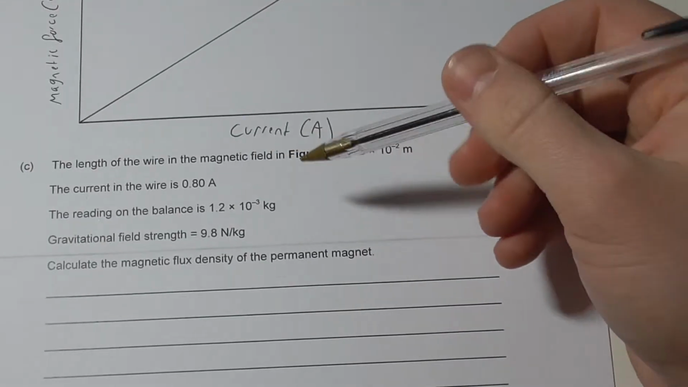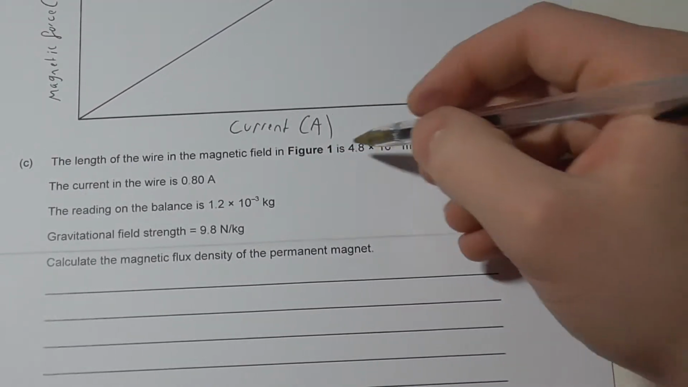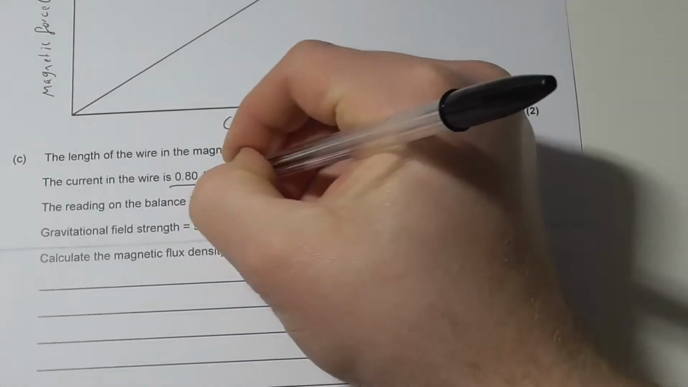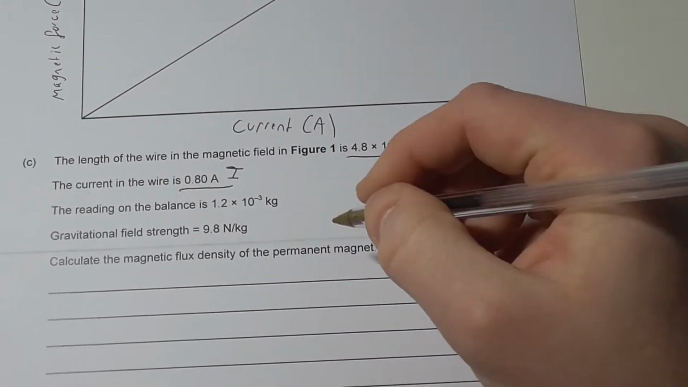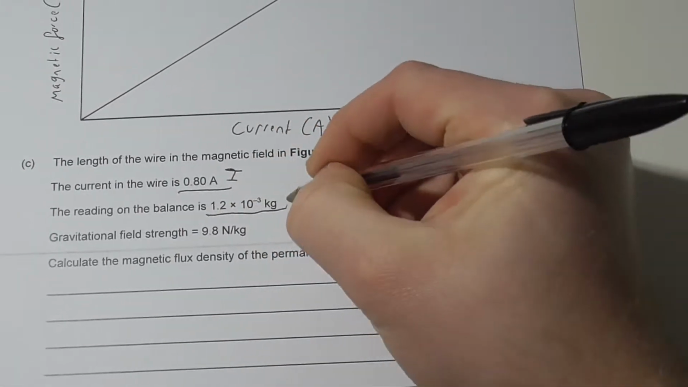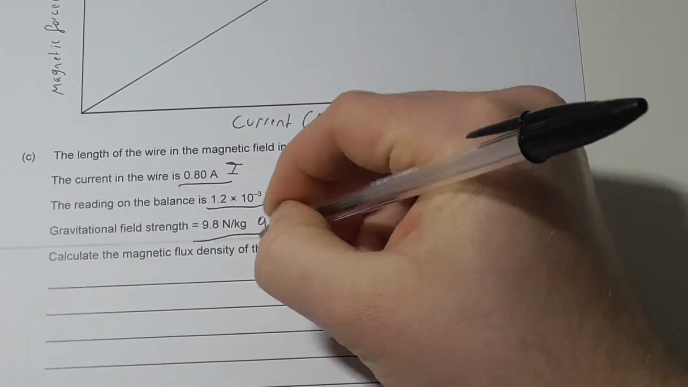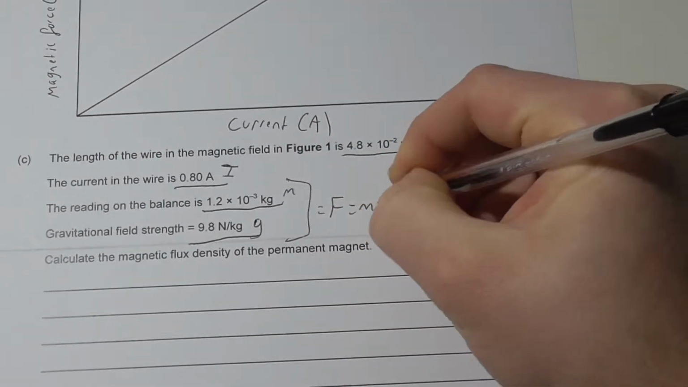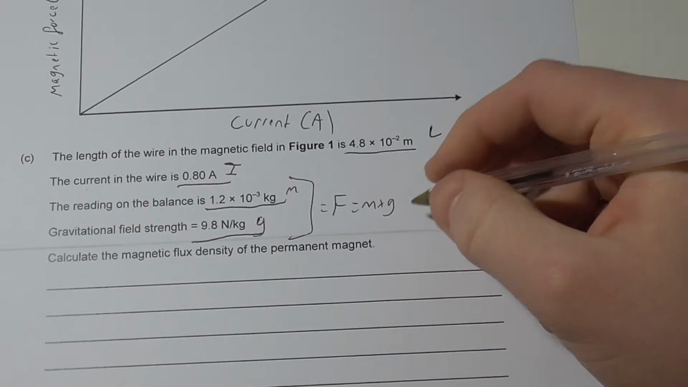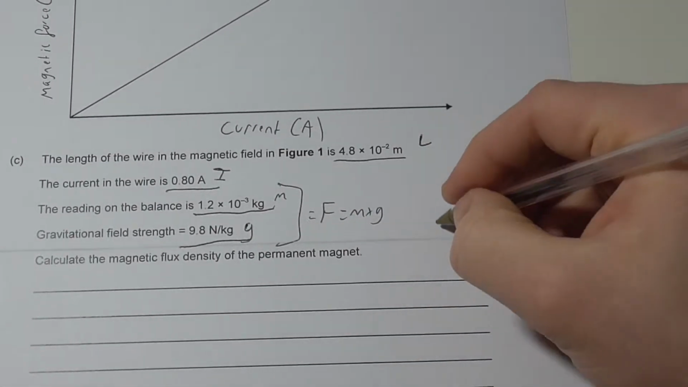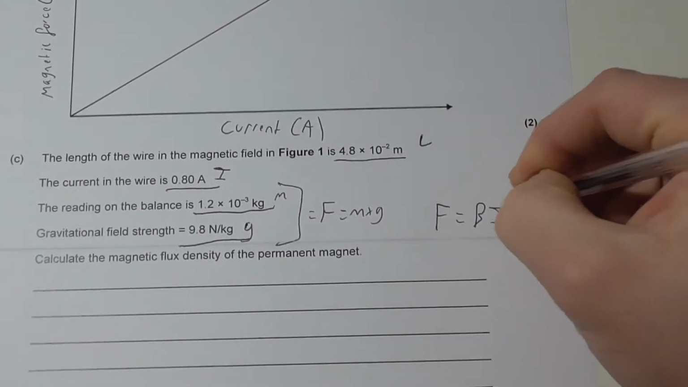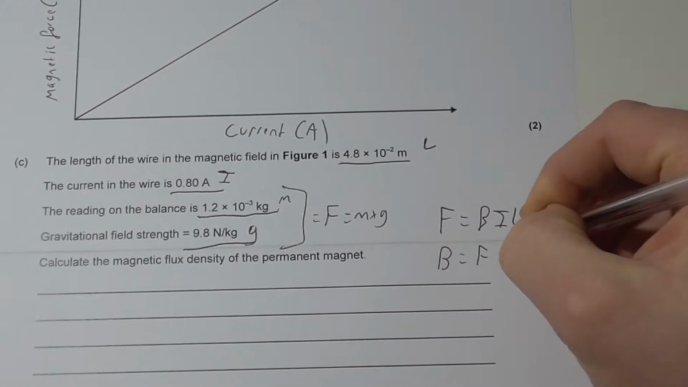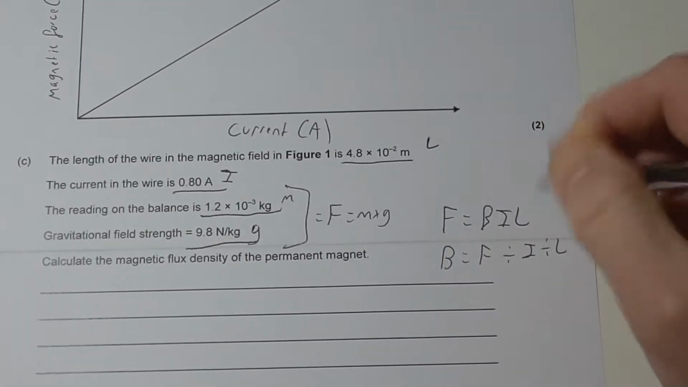The length of wire in the magnetic field, figure 1, has that much length, that's L. Current reading is that much, that's I. The reading is a mass, and we also have gravity. Well, those two together will give us force equals mass times gravity. And then we can work out the magnetic flux density, so F equals BIL. Need to rearrange that, so B equals F divided by I divided by L.